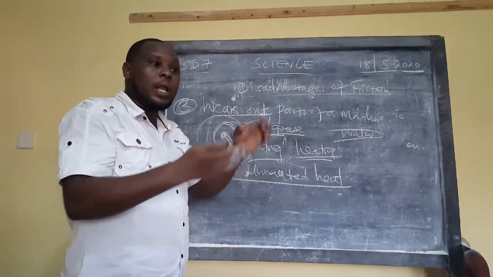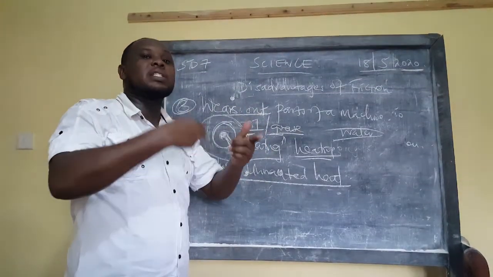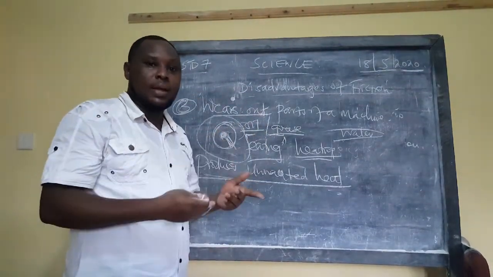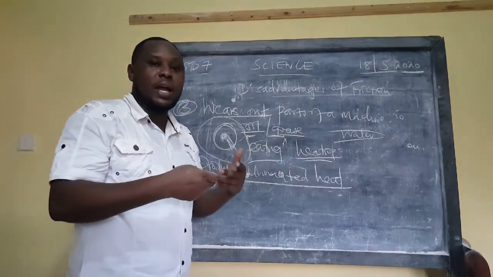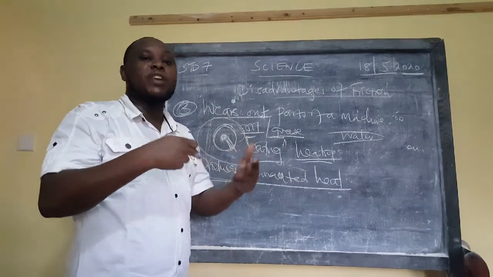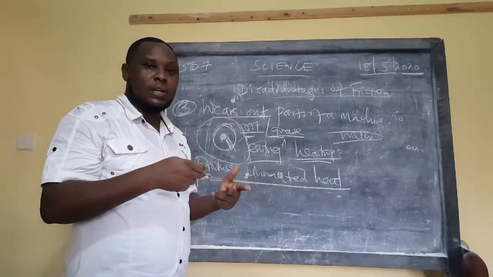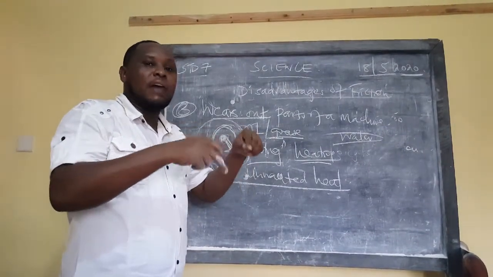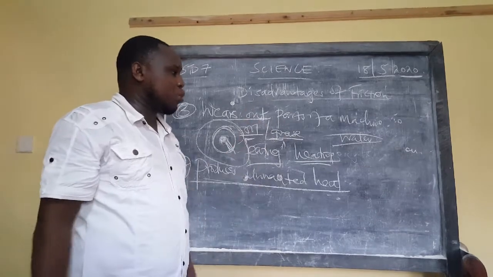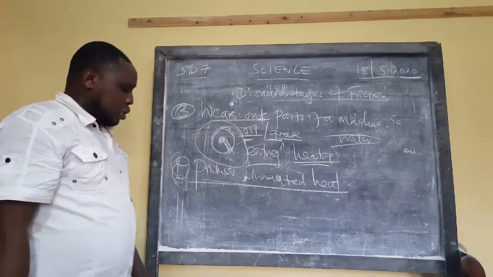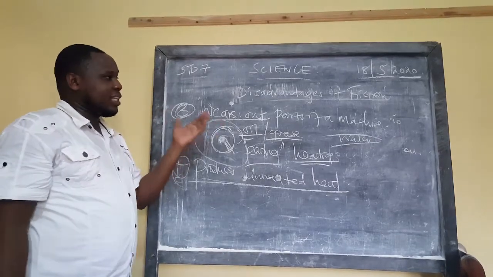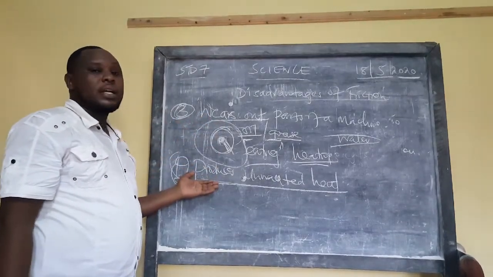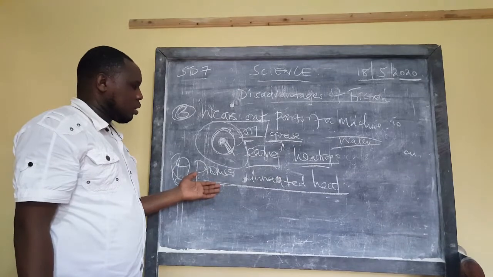Because there is friction being produced when those machines are rotating, when they are turning. In a vehicle, when the vehicle is moving, there are some propellers which are moving very fast. And those machines have to be cooled for them to be able to work efficiently. So, learners, we are talking about disadvantages of friction, and that marks the end of our discussion.